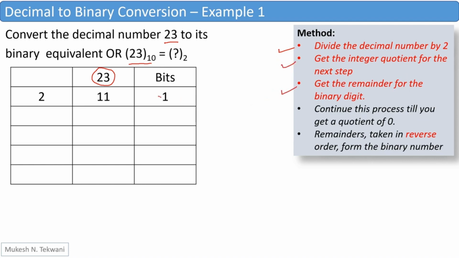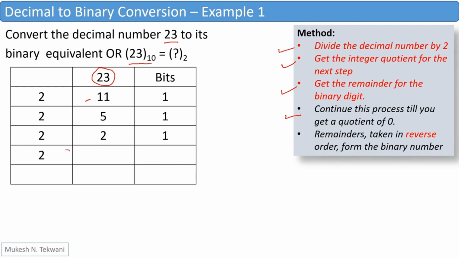So we got the remainder: 2 elevens are 22 and the remainder is 1. Now in the next step, we will continue with division of this quotient by 2, and we'll continue this till the quotient becomes 0. So now we will just take this 11 as our quotient and divide it by 2. So again 2 fives are 10, that leaves us a remainder of 1. Since this quotient is not yet 0, we will again divide this by 2. 2 twos are 4, that leaves us with a remainder of 1.